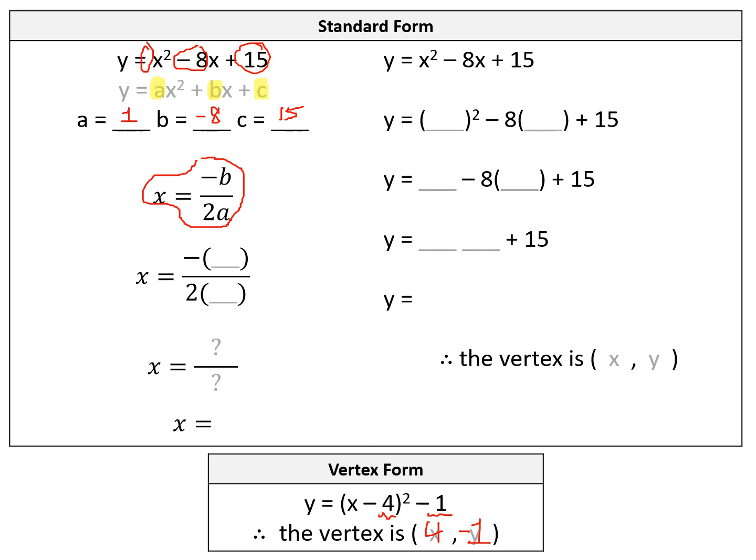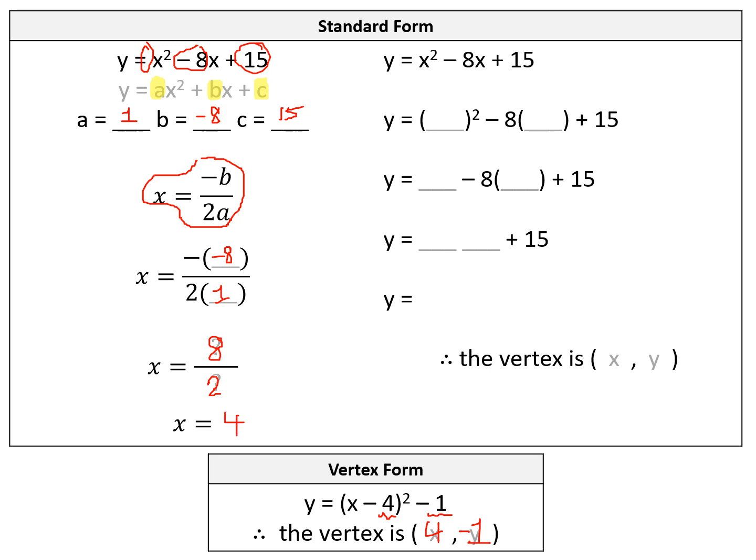I'm going to substitute in the B value to the numerator, so that would be negative 8. And in the denominator, I'm going to substitute in the A value, which is positive 1. On the top, we actually have negative 1 times negative 8, which makes positive 8. And in the bottom, we have 2 times 1, which is just positive 2. And 8 over 2 simplifies to just 4.